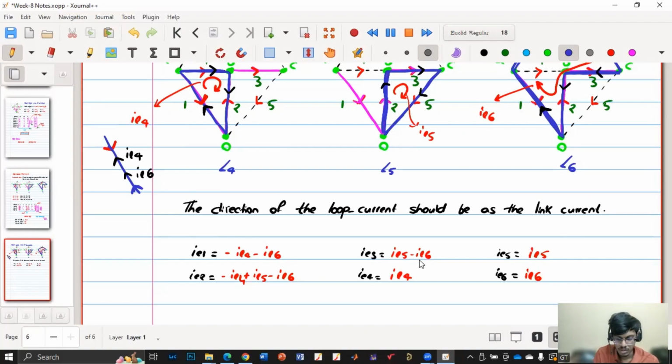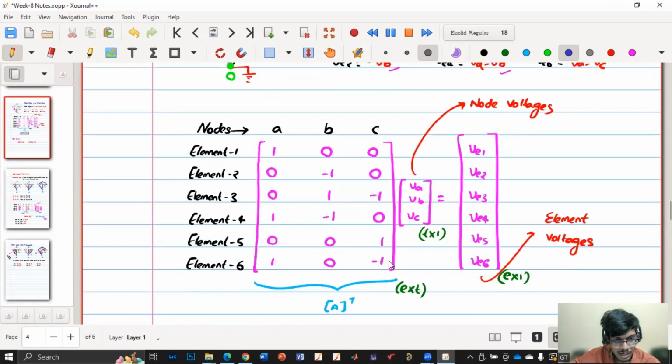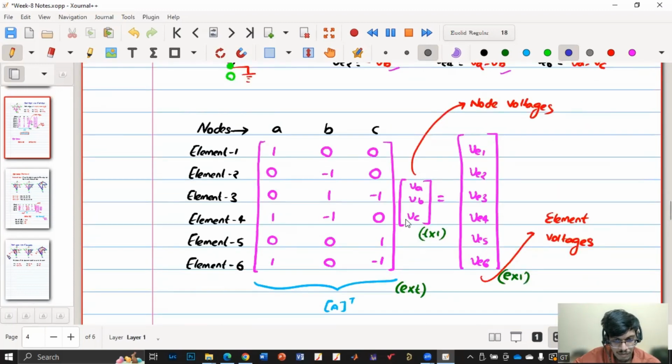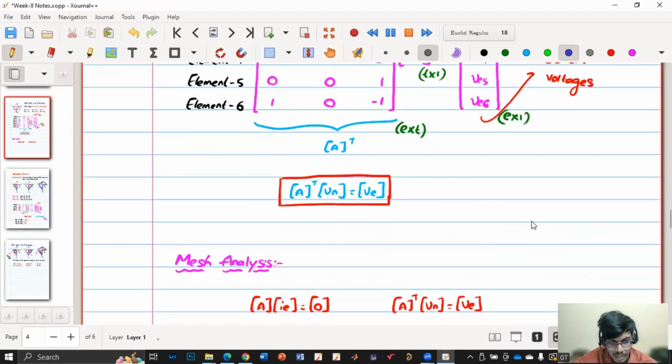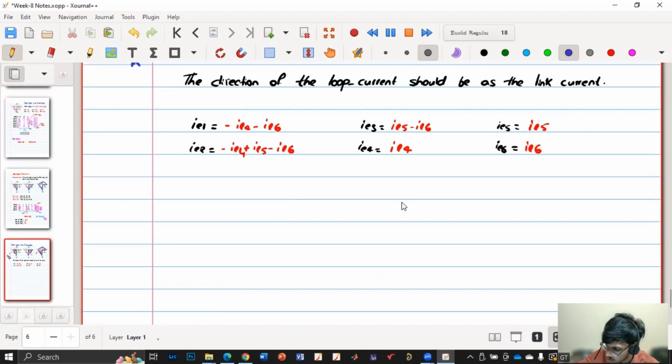Yes, sir. Okay. So now we'll write the same thing what we have done in the nodal analysis. Here we had node voltages. In the present case, we have loop currents. Here we had element voltages. Now we'll have element currents, but we'll write in the same way.